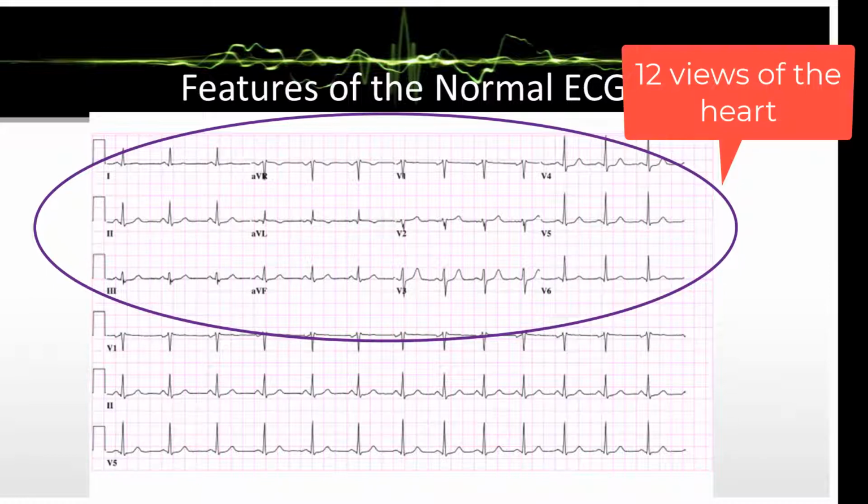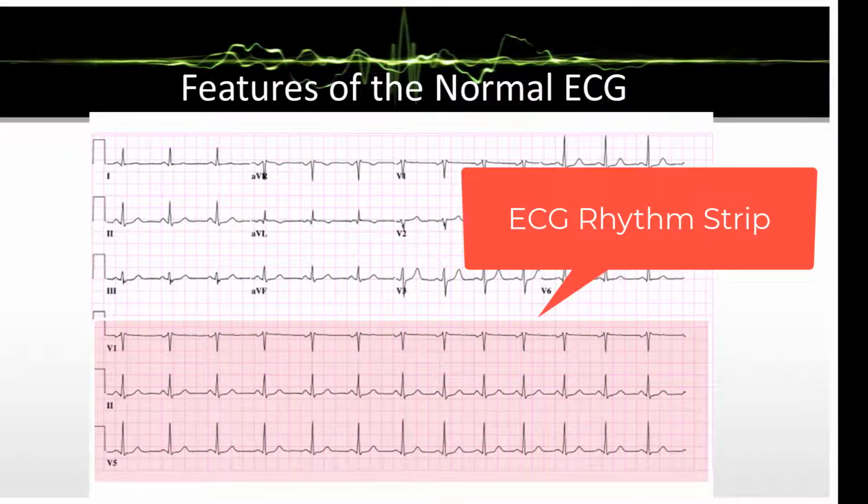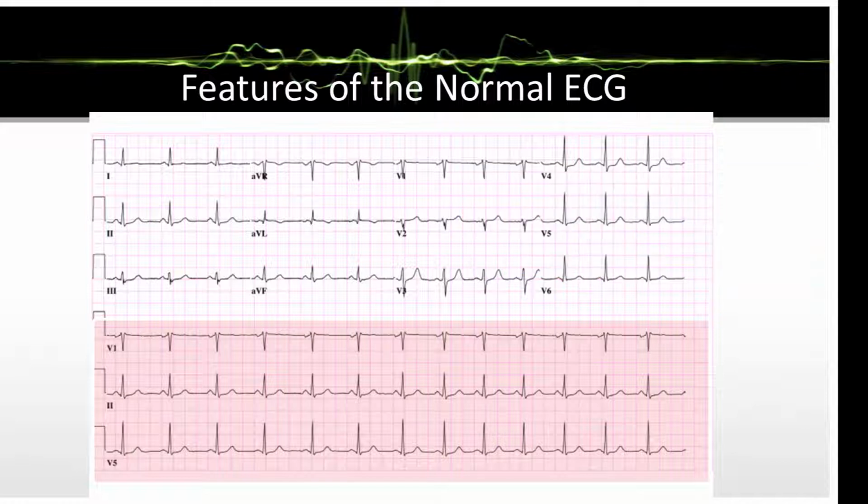Now, an institution usually decides, in addition to having the 12 views or 12 leads on the paper, to add a rhythm strip. In this particular example, we have a rhythm strip of 3 views, V1, lead 2, and V5. Note that this could be different in other hospitals. Some hospitals might just have lead 2 as the rhythm strip, or perhaps even 2 views, lead 2 and maybe V1.